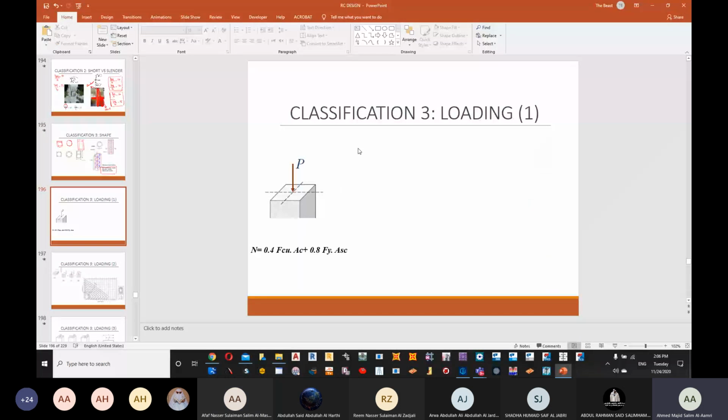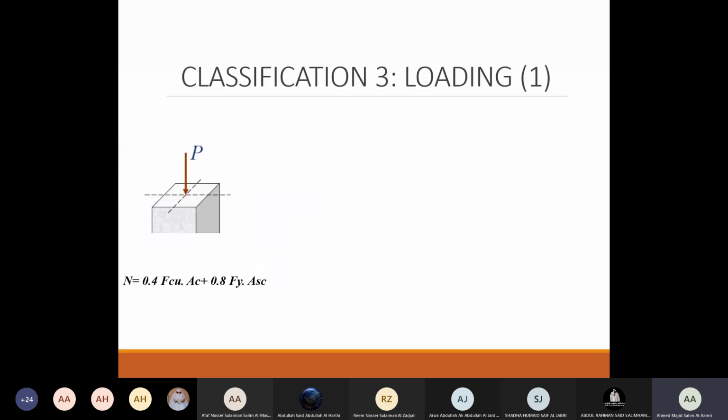There are three methods, or let's say three possible loading criteria. One is considered to be actually loaded, and we are referring to the load acting at the center of the column. That means they don't have any moment.